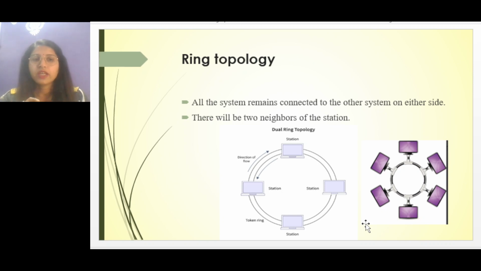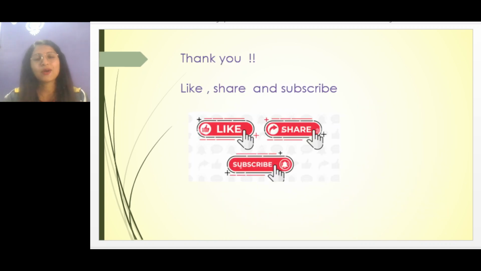So we have studied point to point, bus topology, and ring topology. I hope that you have understood these three basic topologies.